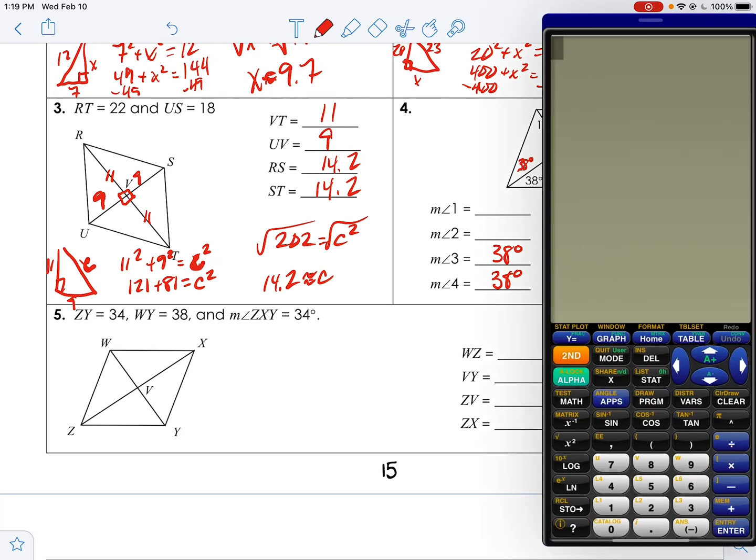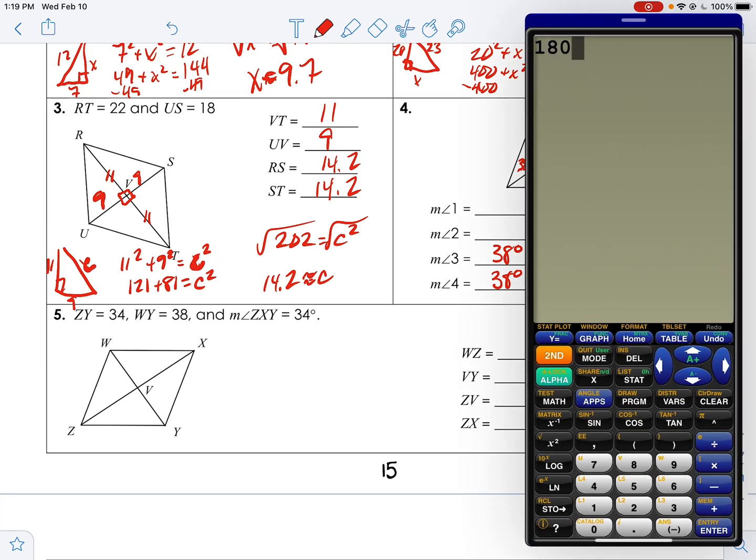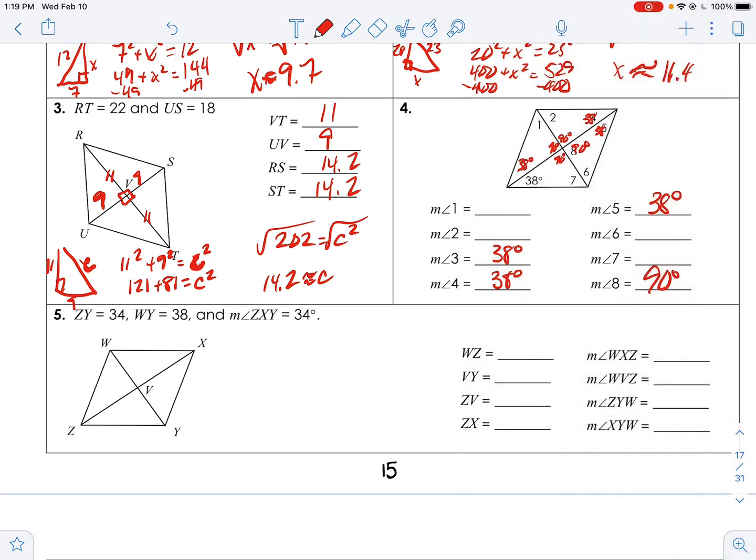Well, we know that 180 minus those other two is what one of them is. So let's say 180 minus 90. That's the easy one. It's 90. Minus 38 equals 52 degrees. So that means you're 52, and you're 52, and you're 52, and you're 52. Got to find them and fill in the blanks. That's all you got to do.